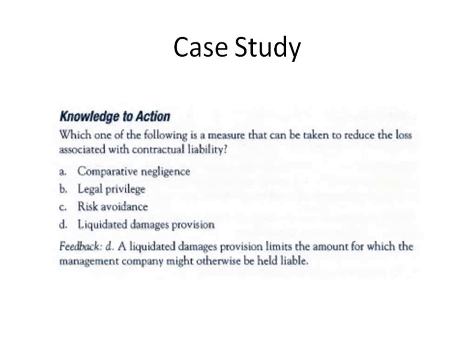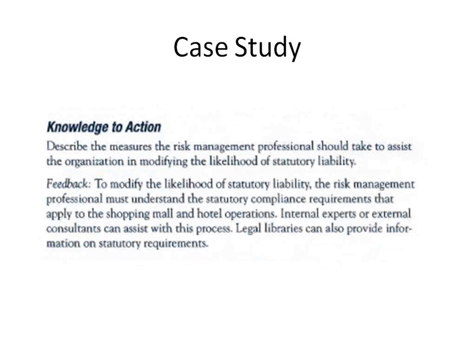Which of the following is a measure that can be taken to reduce the loss associated with contractual liability? In this case, think contractual. Can we do comparative negligence on contractual? No, negligence is negligence, that's tort. Legal privilege, no, that goes in a different category. Risk avoidance, what is that really? Can we avoid it if we can't do it? Well, that's not in a contract, that means we're not doing it, so that's not the answer. By process of elimination, D would be the answer. A liquidated damages provision limits the amount for which the management company might otherwise be held liable.